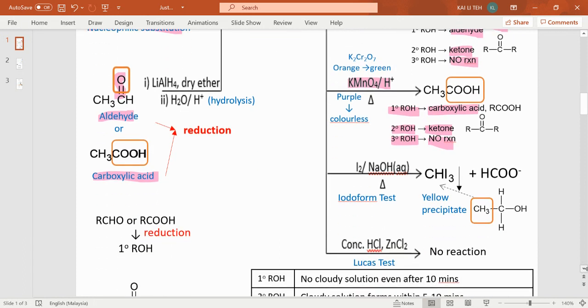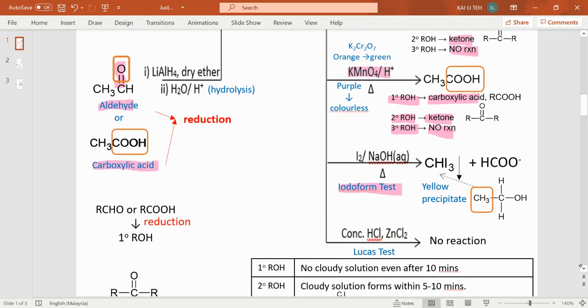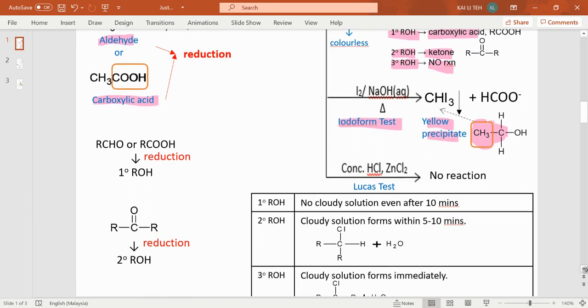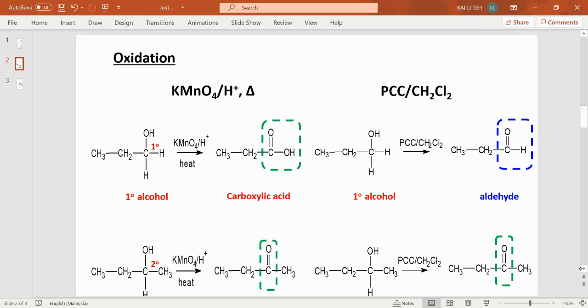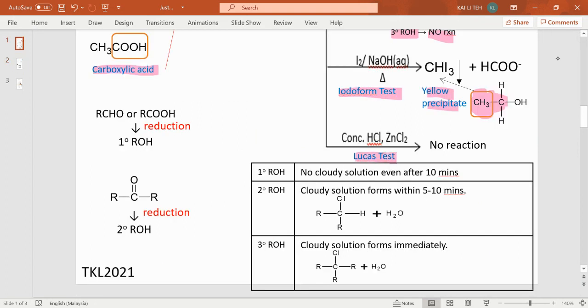Okay, and then again, this is the iodoform test. If we have one methyl group here, methyl alcohol, methyl carbinol, then we will get a yellow precipitate. Another one is using the Lucas test.